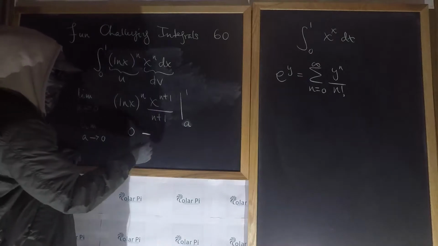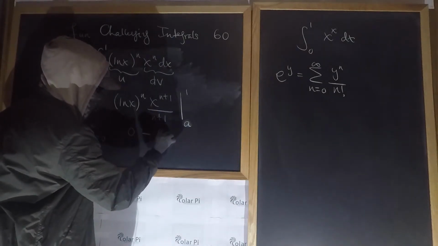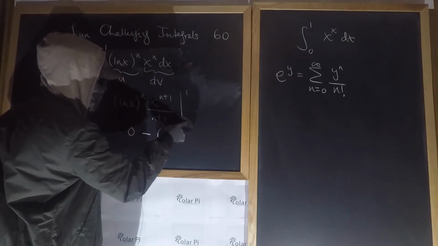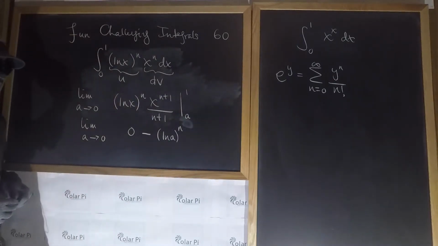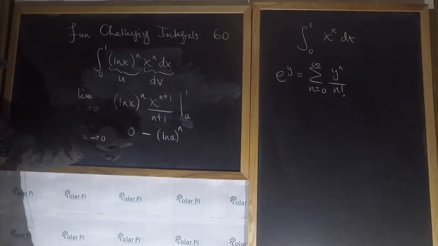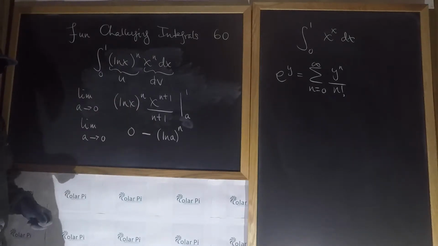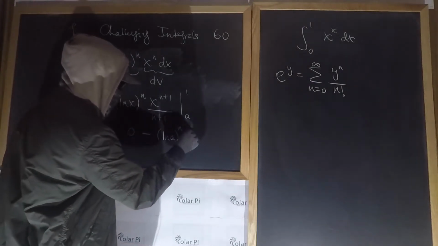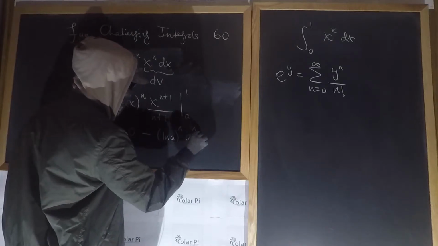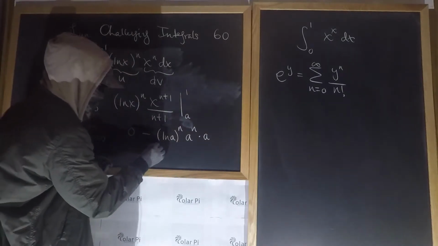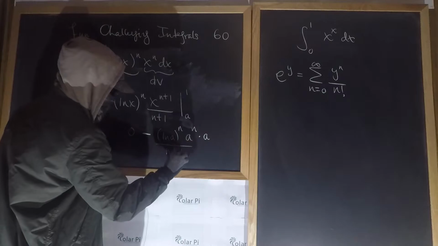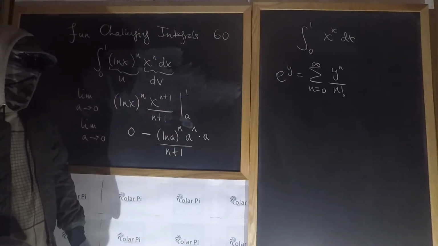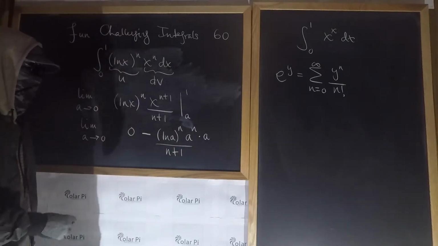When we plug in a, we get the natural log of a to the power n, right? And a plugged in here gets us that. And then a plugged in here is a to the power n plus 1, which, if I so chose, I could write as a to the power n times a. And of course, we have all this divided by n plus 1.